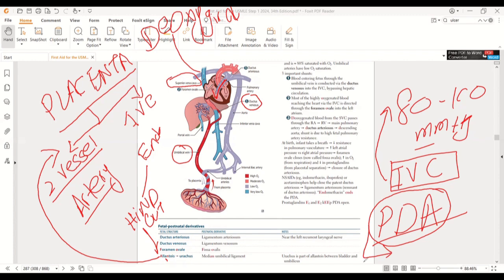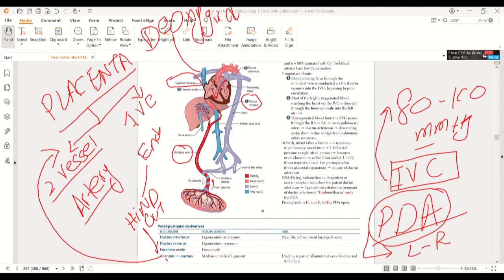It will depend on whether it is intrauterine or post delivery. I'm talking about after the delivery: patent ductus arteriosus after delivery is a left to right shunt. Why is it a left to right shunt? Because the aorta has high pressure and the pulmonary artery has low pressure. So the blood moves from high pressure to low pressure, from the aorta to the pulmonary artery. So that's why it's left to right.